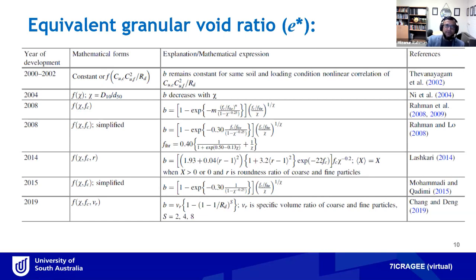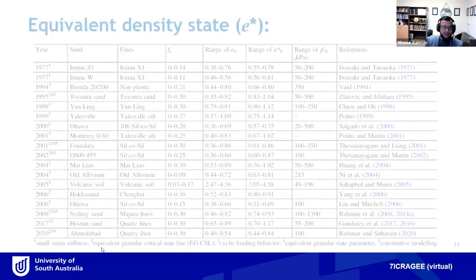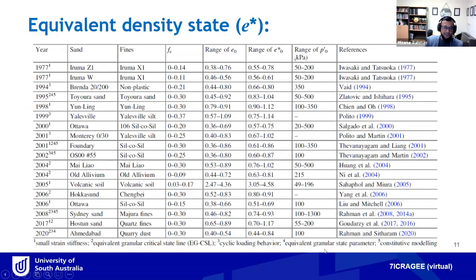Now, whatever equation for b we use from here is not the important thing. The important thing is, if we get an appropriate e star, the equivalent granular void ratio, then we can go further ahead with some theory development. I have used lots of data from the literature, mostly using the equation over here. For example, some are listed in the paper. For different types of behavior, we use that equation and it works.